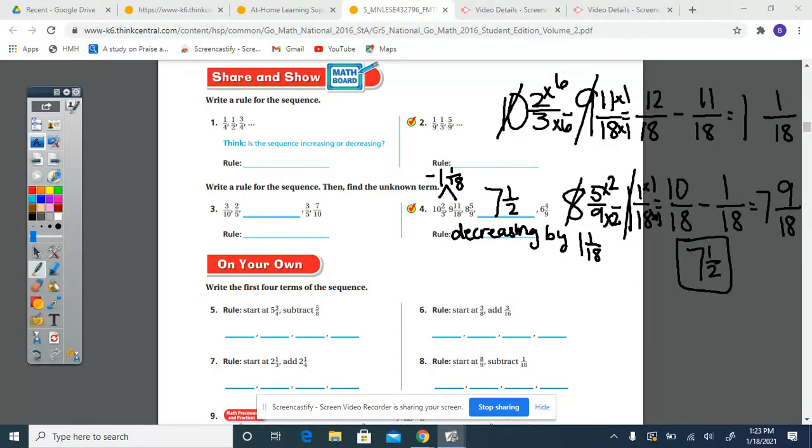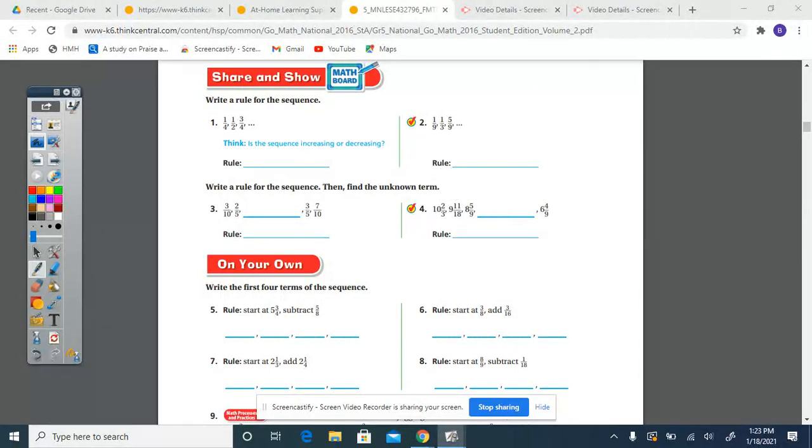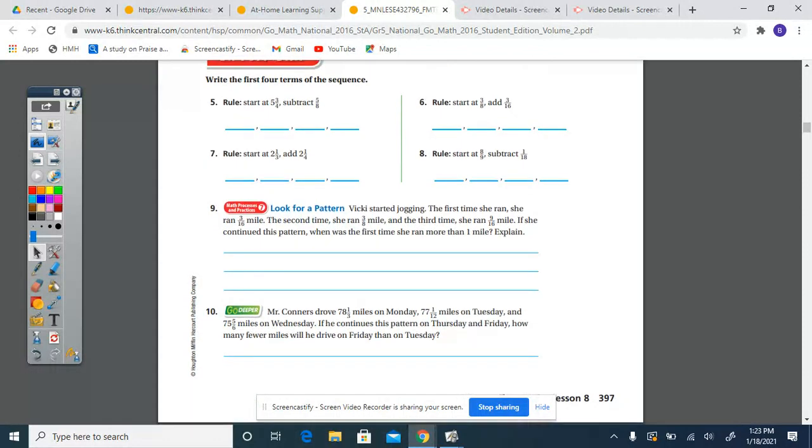Okay, on 5 through 8, it's the same type of concept. I'm going to scroll down just a little bit. For 5 through 8, the rule is to start at 5 3/4 and subtract 5/8. So you're going to do 5 3/4 minus 5/8. Find the answer, write the answer in the blank. Then you're going to do that answer minus 5/8. Find that answer, write it in the blank. So you just keep subtracting 5/8 until you have the blanks filled up. Okay, you do that for 5 through 8.